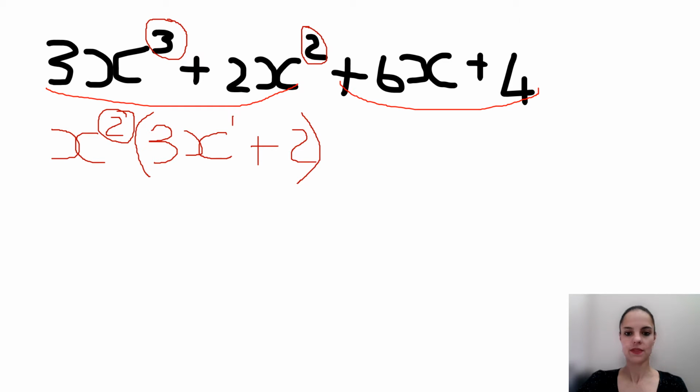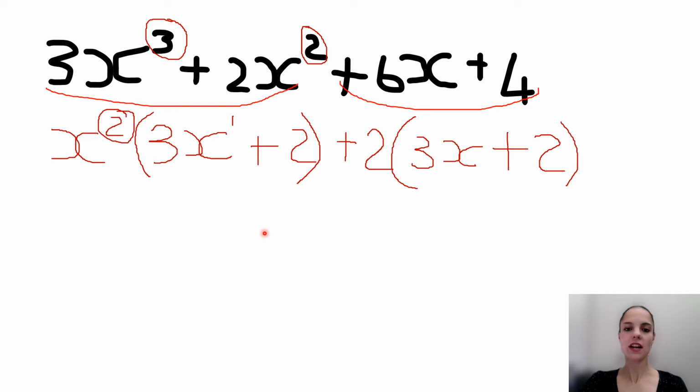Close the bracket. Next term, plus, what can we take out now? We can take out a 2. 2 is a common factor of 6 and 4. What is left? 3, the x is left, plus 2. If you have done the sum correctly, you will notice that your brackets will be exactly the same. If they are not, it means that maybe the way in which you took out the common factor was wrong.